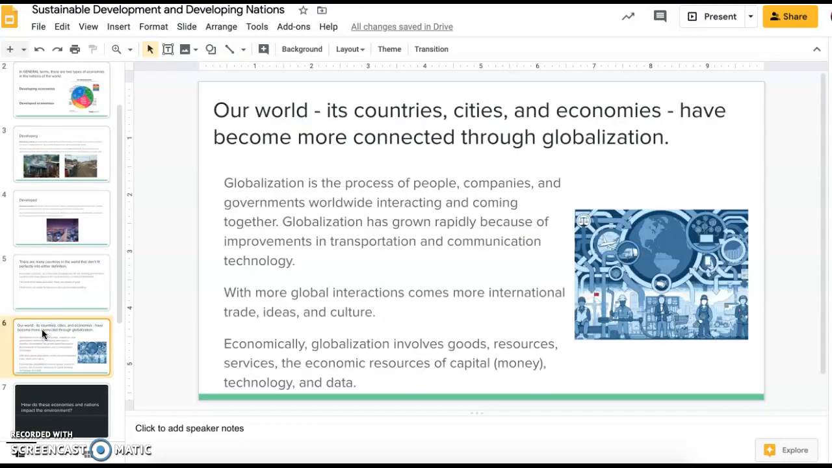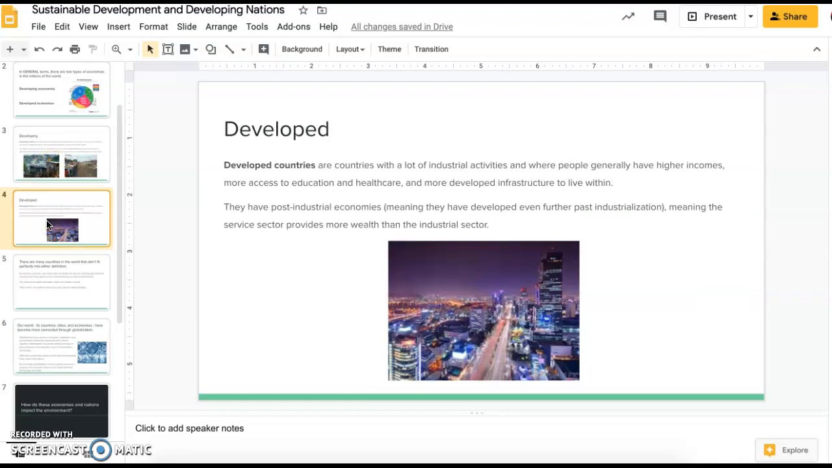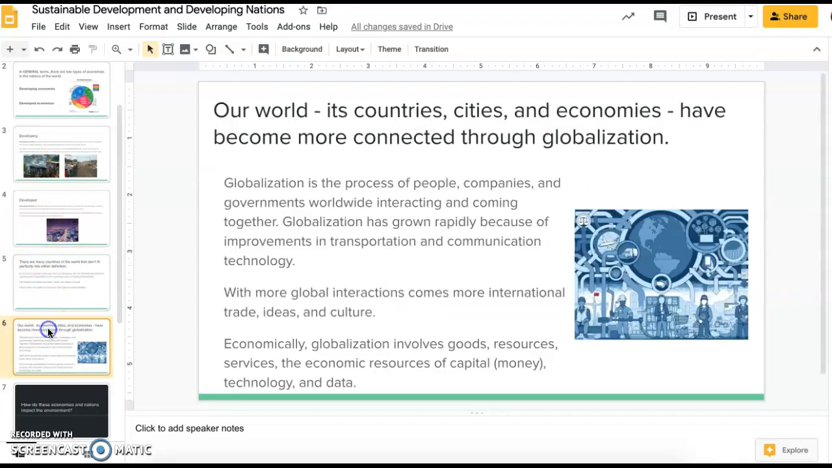Our world and its countries, cities, and economies have become more connected through something called globalization. So globalization is the process of people, companies, and governments worldwide interacting together and coming together. This means that developing countries and developed countries are coming together and working together in a way through globalization. And globalization has grown even more rapidly because of improvements in transportation and communication technology. So because we have airplanes and we can travel quickly and we have the internet, we can discuss and send information quickly, globalization is becoming a bigger part of our world.